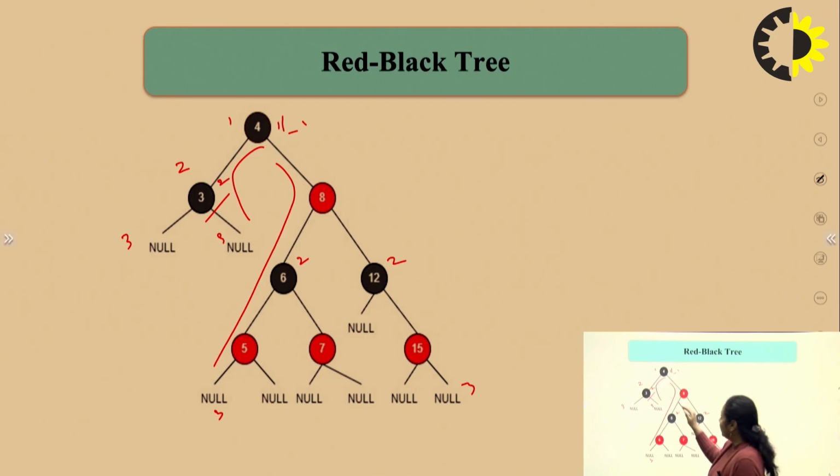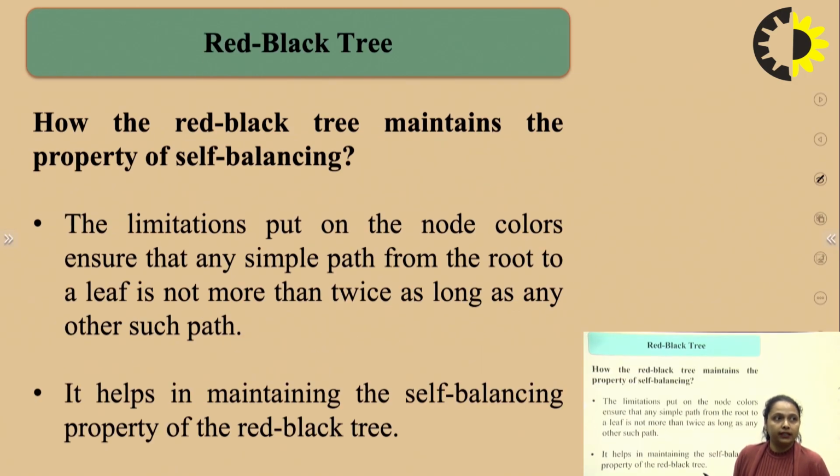But for a red node, adjacent nodes must be black in color. They cannot be red because it says that a red node cannot have a red child. They can only have a black child.